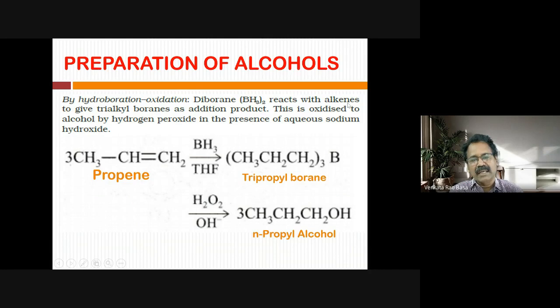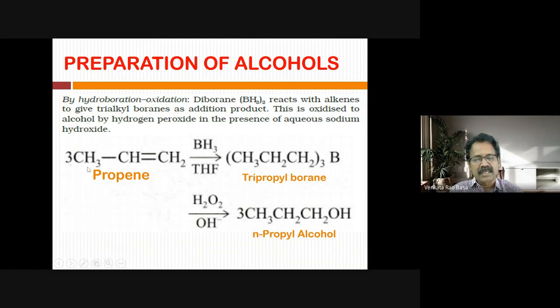Diborane reacts with alkenes to give trialkyl boranes. That is the first step. Trialkyl boranes are formed as addition product. This is oxidized to alcohol by hydrogen peroxide in the presence of aqueous sodium hydroxide. Hydrogen peroxide and sodium hydroxide are required.